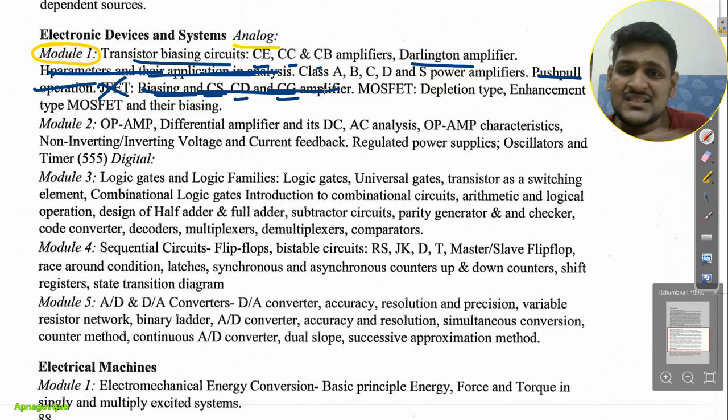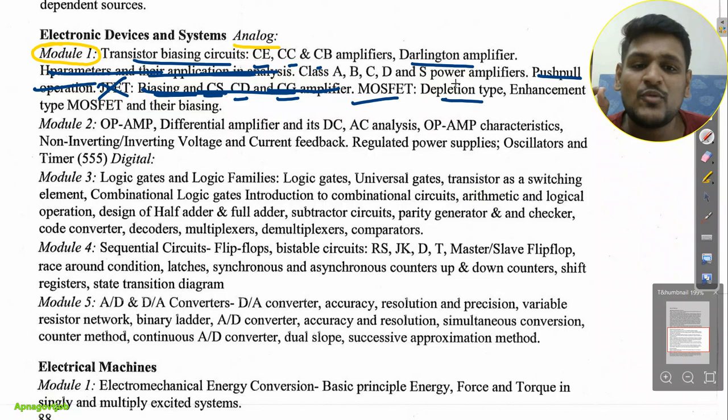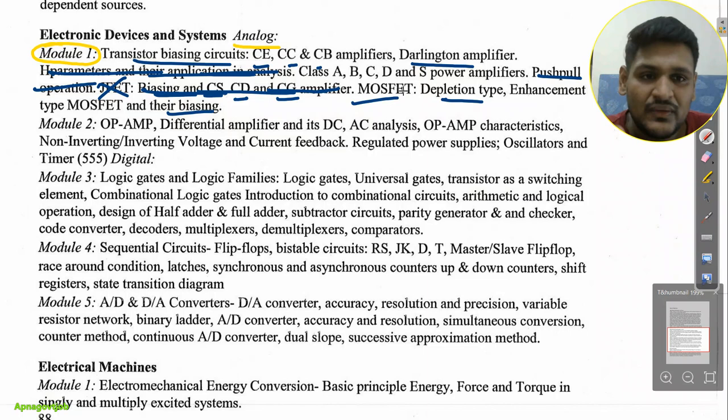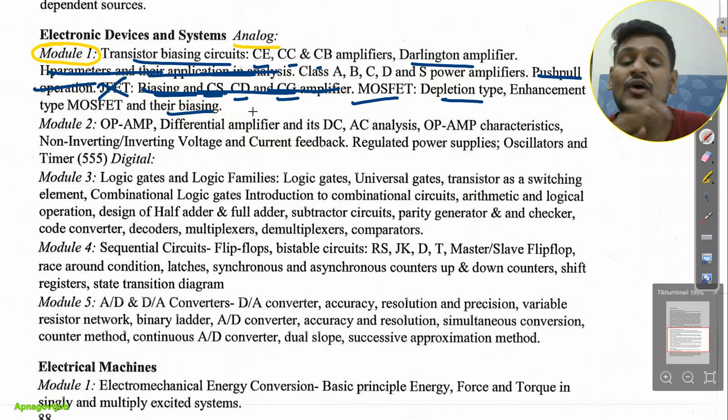MOSFET. In MOSFET, you have depletion type and enhancement type MOSFET, and their biasing. Definitely, depletion type and enhancement type MOSFET and their biasing, so the biasing technique you should do, right? The drain current formula of MOSFET, compulsory, they can ask you. Okay, so BJT, JFET, MOSFET, all the analysis part you can do with basics of your symbol knowledge, your saturation region knowledge, how to identify regions in BJT and MOSFET, that also you should know compulsory.